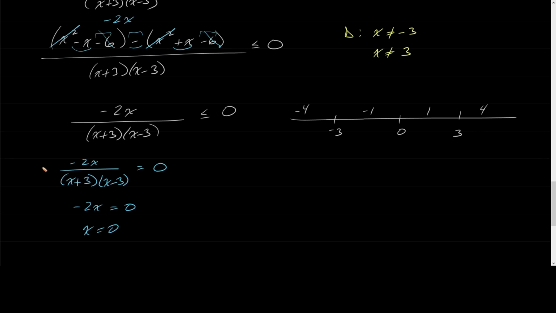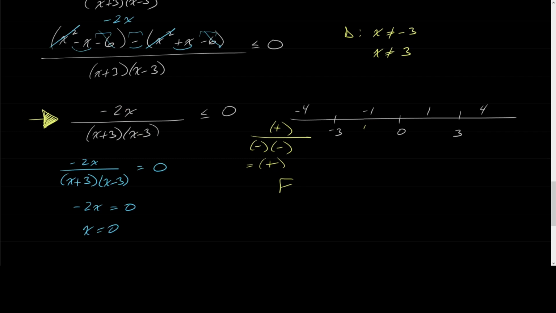So once again, I'm going to be plugging this into the most reduced inequality, just so that I can look at the sign. So I'm going to plug in negative 4. And again, all I care about is the sign, because we're comparing it to 0. So negative 2 times negative 4 is a positive 8, so positive on top. Negative 4 plus 3, negative. Negative 4 minus 3, negative. Overall, there's an even number of negatives here, so this is positive. And is a positive less than or equal to 0? No.